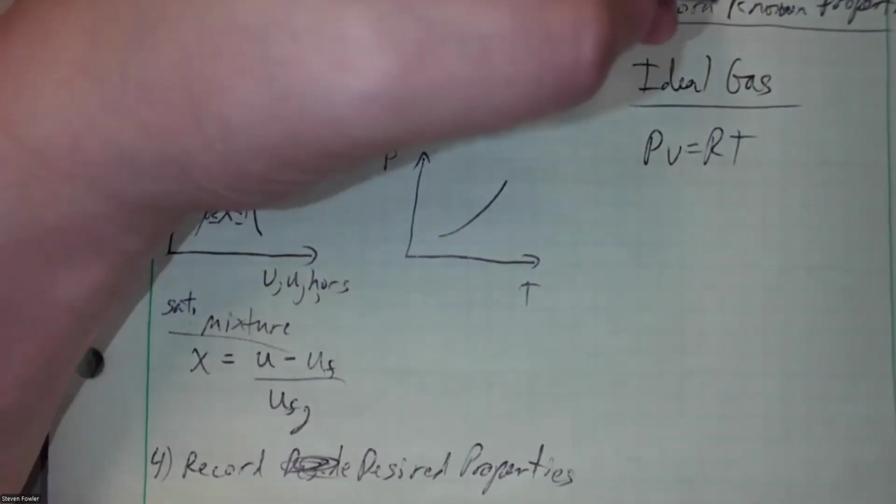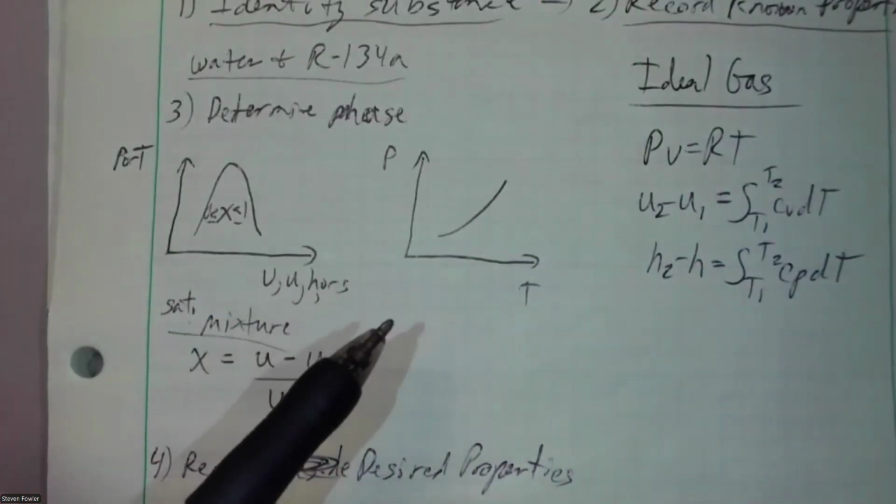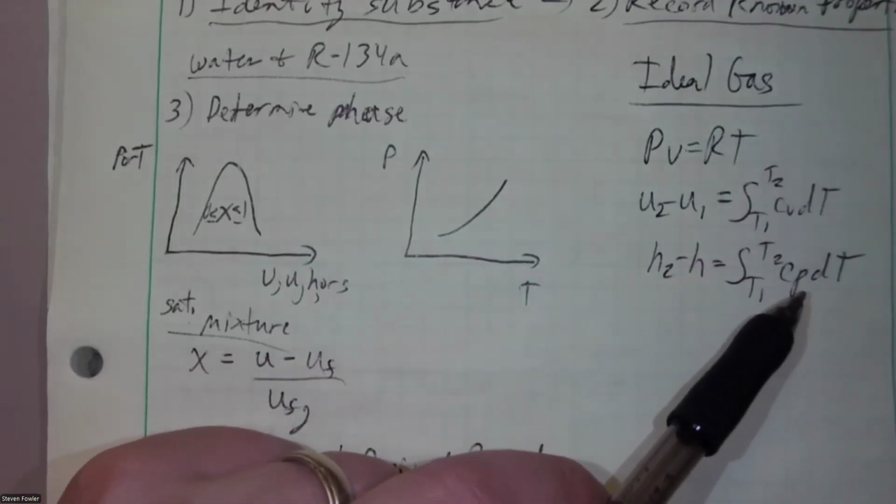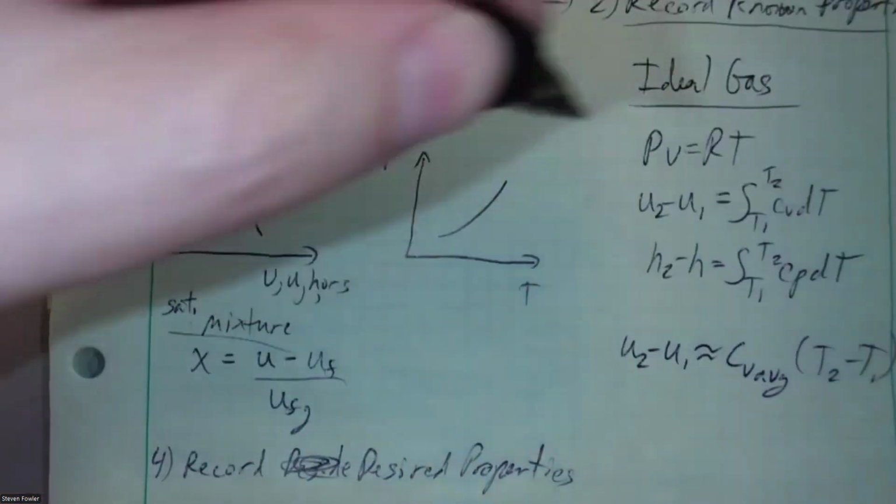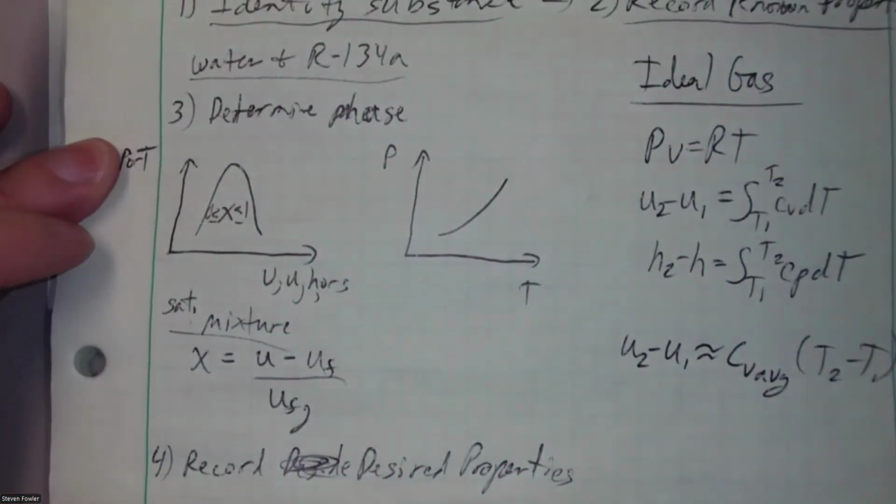PV is equal to RT, and delta U is equal to the integral from T1 to T2 of C sub V dT, and delta H is equal to the integral from T1 to T2 of C sub P dT, which we normally don't do the integral. We normally just approximate this as C sub P, right? So I could do delta U, approximating that where C sub V at the average temperature is a nice constant value multiplied by the change in temperature. I could do the same thing for delta H, right?